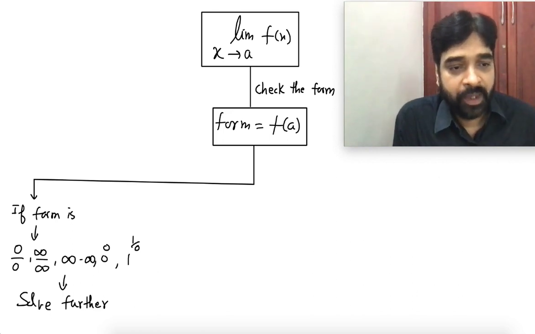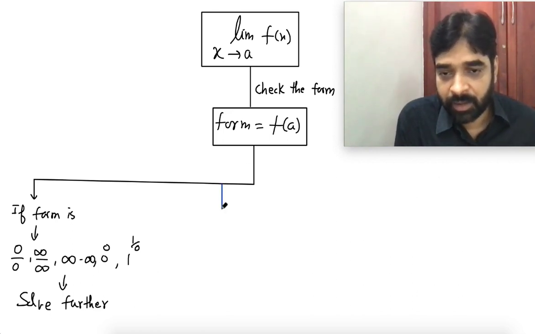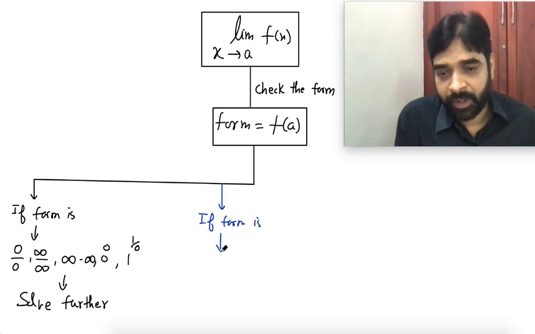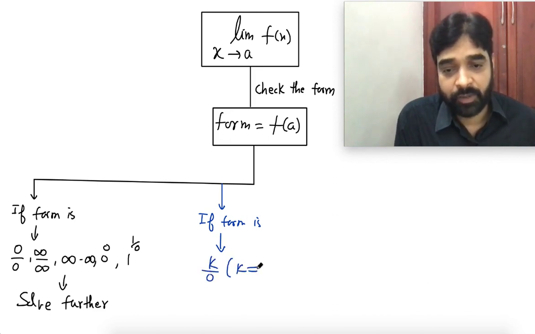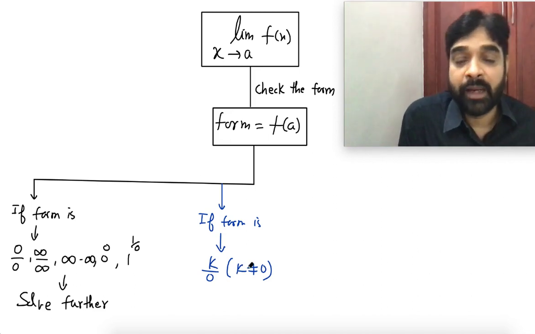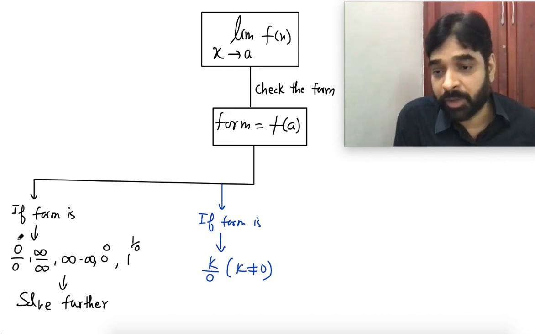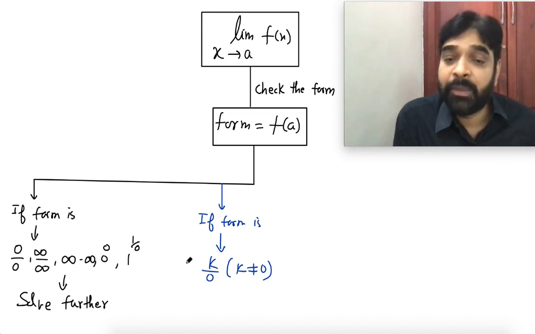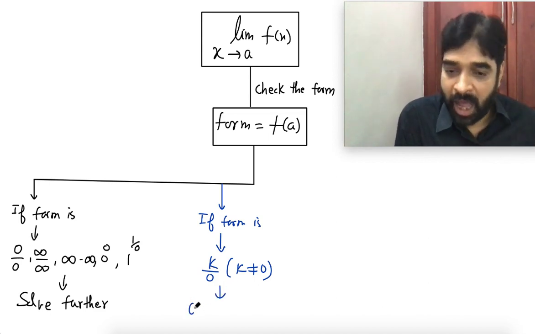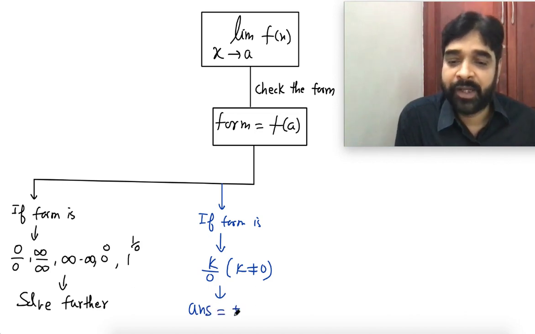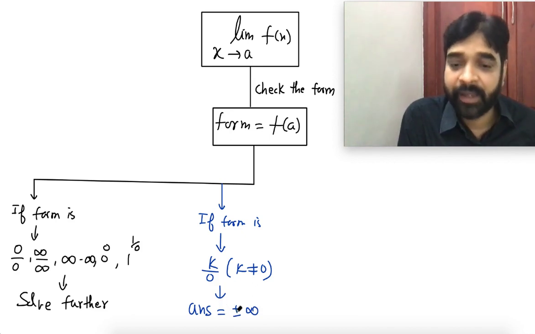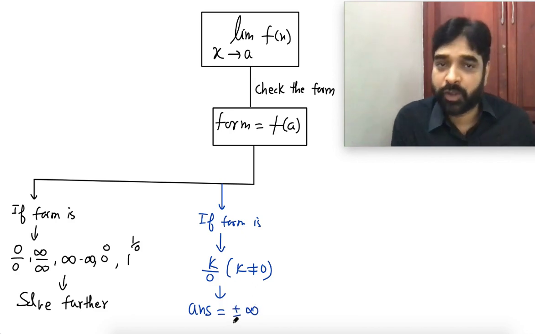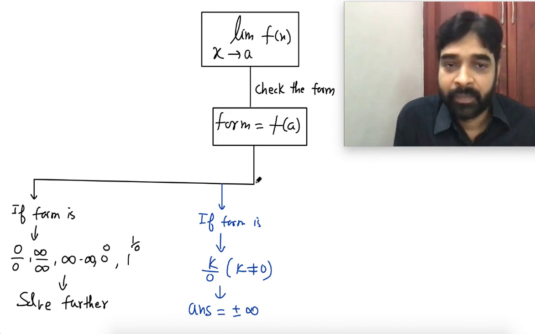Second possibility: if the form is k by 0, where k is not equal to 0. Why k not equal to 0? If k equals 0, this becomes the 0 by 0 form, which we already considered. So some non-zero by 0, then the answer will be either plus infinity or minus infinity. It depends on the sign of k. Be clear, this is the wrong way of writing. Anywhere infinity is coming, we should not use the equal symbol, but just for time pass. You can understand my feeling.